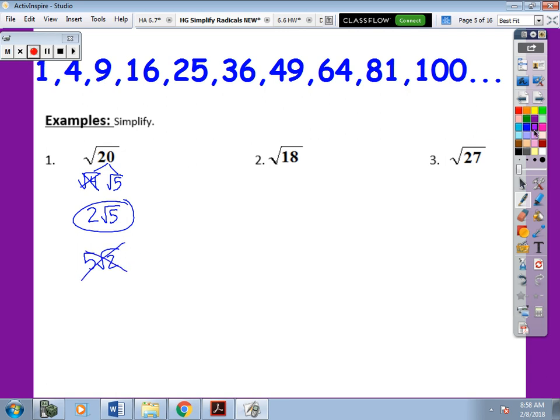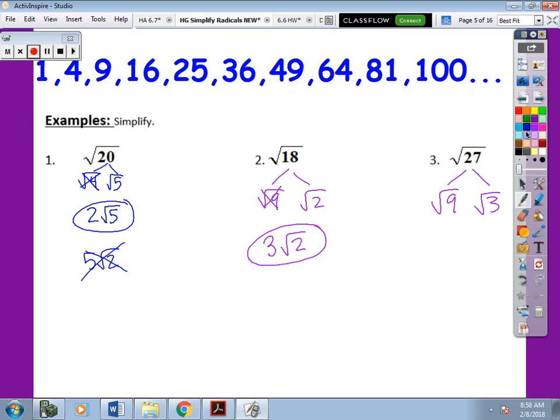What would I break 18 down into? Right. You're jumping ahead of me. That's our final answer, yes. Square root of 9, square root of 2. Take the square root of 9, which is 3. And we do get 3 root 2. How about 3? What would I break it down into? Marquise? 9 and 3.